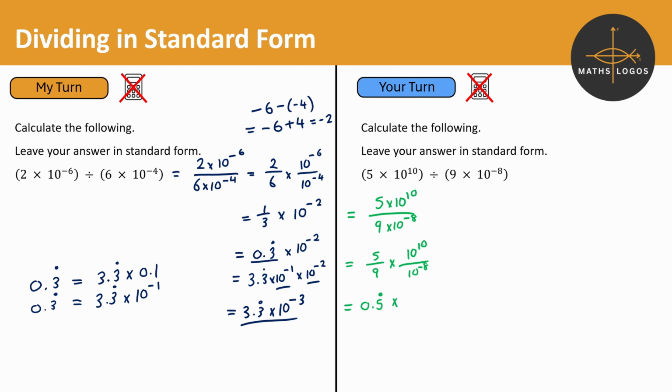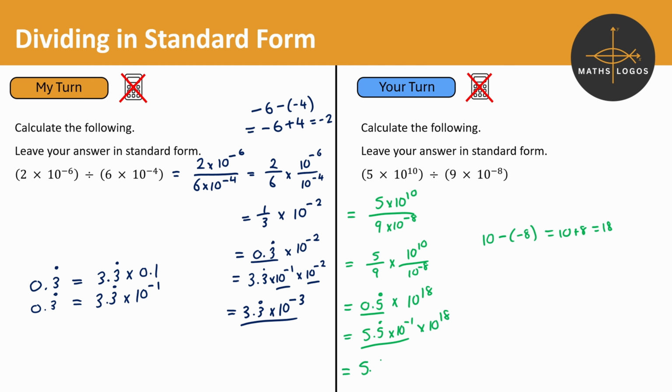And then subtract your indices, so 10 subtract not 8, but negative 8, like this, which is equivalent to 10 add 8, which is equal to 18. So this is 10 to the positive 18. Not in standard form because 0.5 recurring is less than 1. Same as before, we need to turn this into a coefficient of 5.5 multiplied by 10 to the negative 1. That is 0.5 recurring in standard form. We need to multiply that by 10 to the 18.